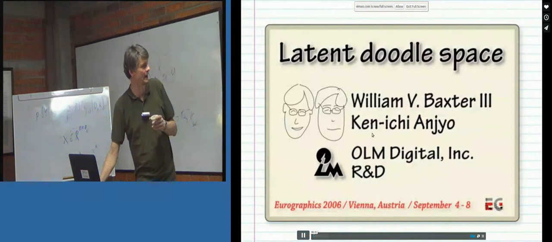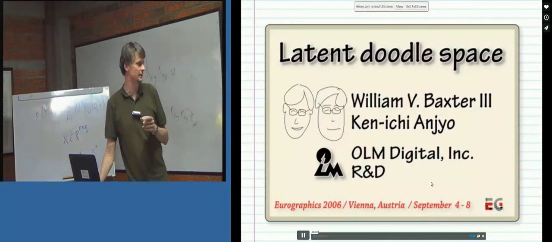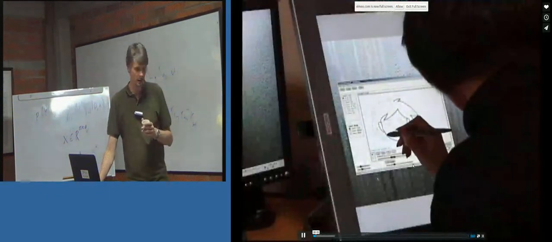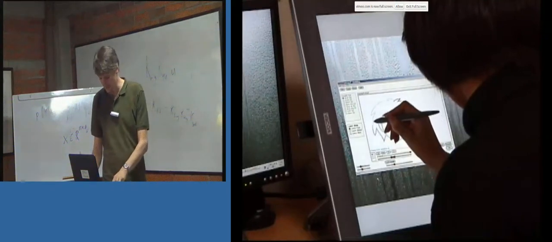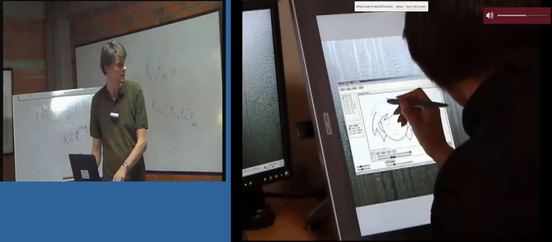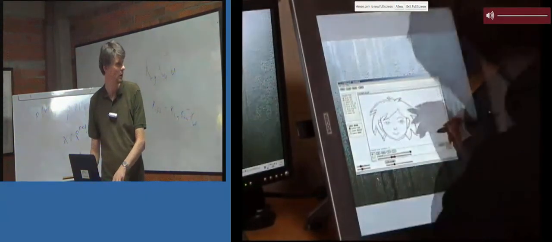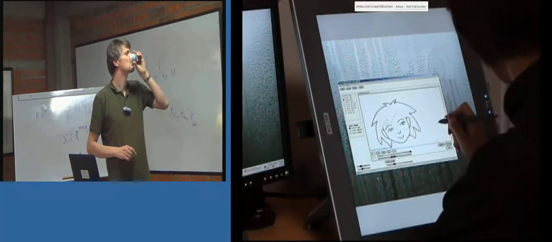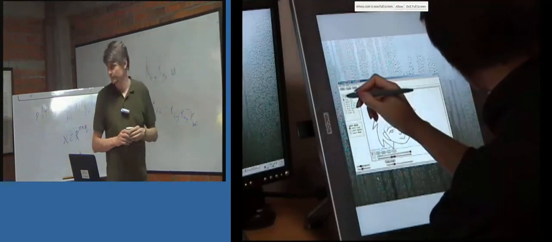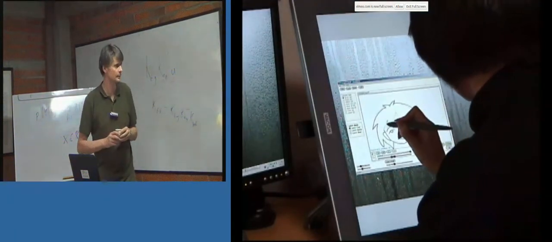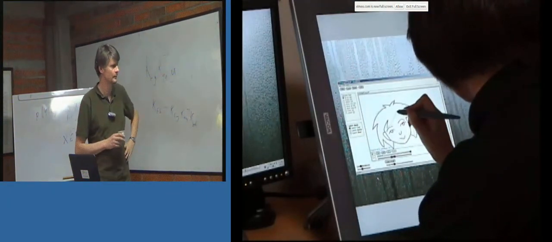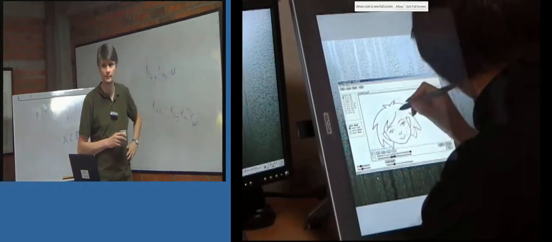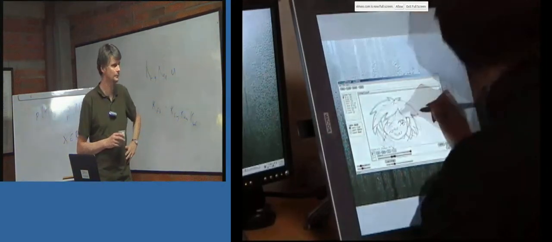So it's William Baxter and Kenichi Anyo, and he was at this R&D center in Japan when he did this work. Drawings form an important component of many different types of creative expression, such as animation. The basic idea of latent doodle space is to take a set of example drawings as input, and from those generate new drawings that are similar to the inputs.